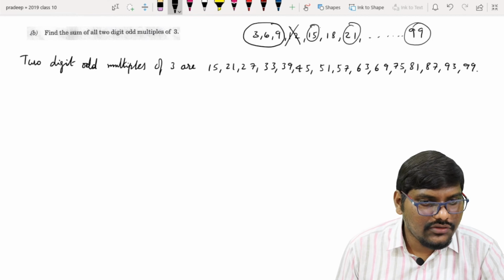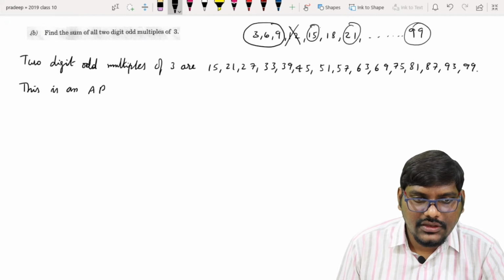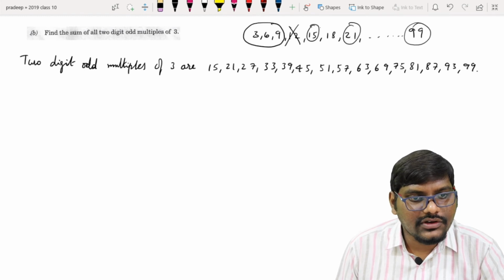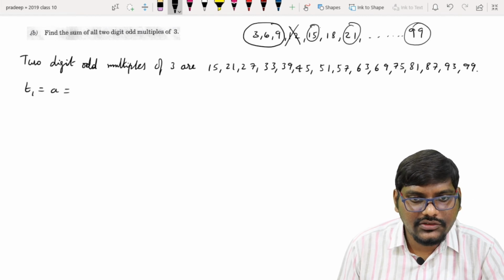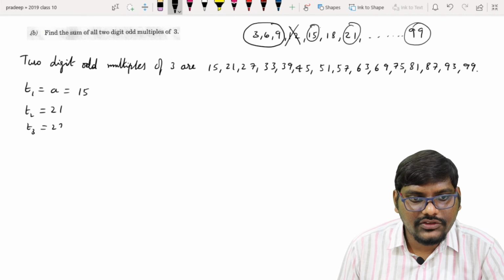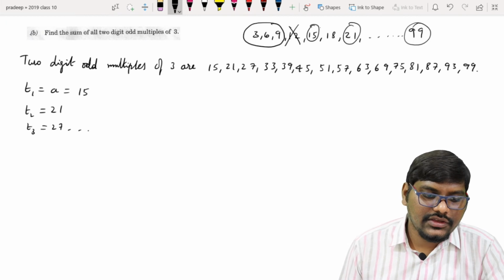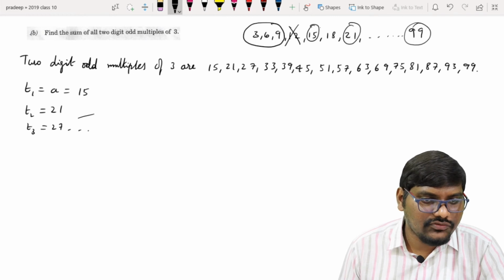Now we can say this is an AP. First we'll write the terms. Here T1, or we can write a equal to 15. T2 is 21. T3 is 27, and it continues so on. As we have got a and a few terms, we'll first find out the d value, the common difference.